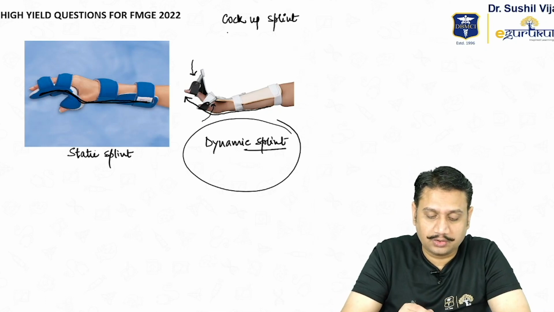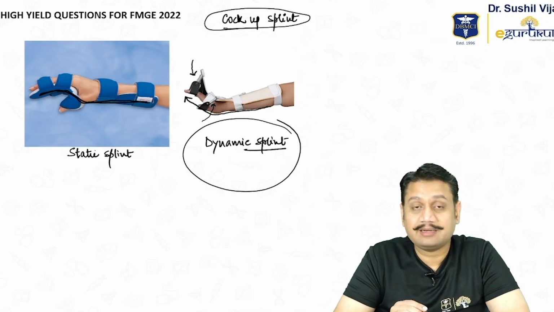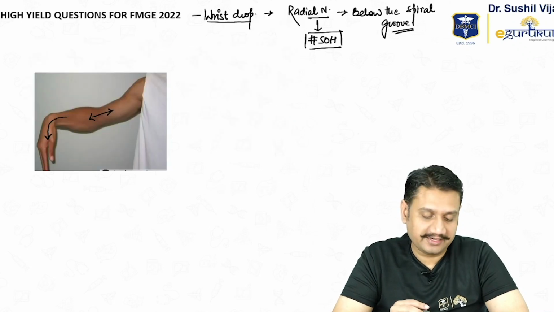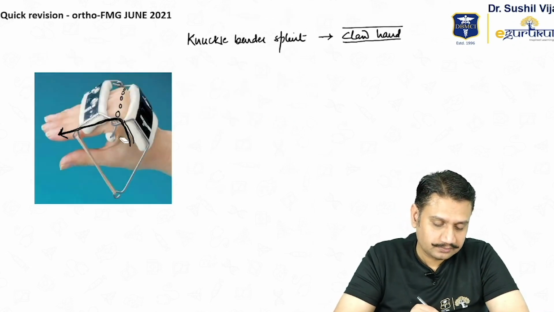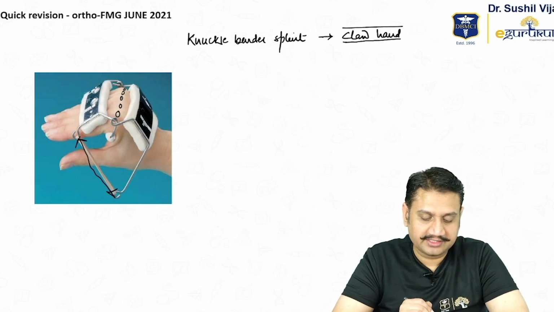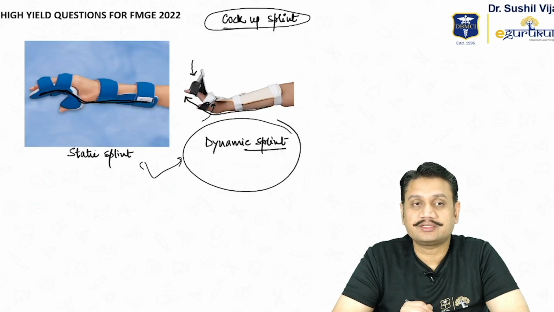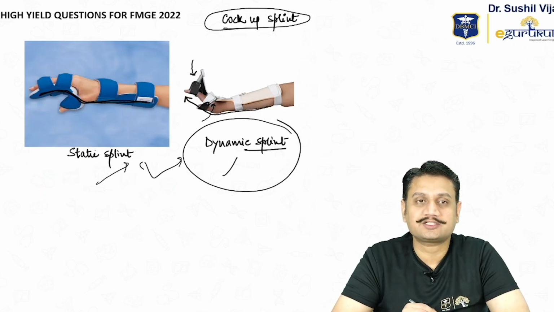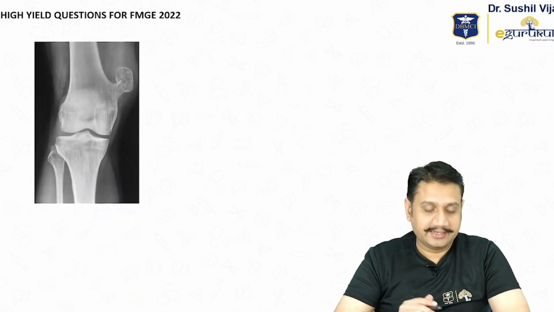So cock up splint or static splint, dynamic cock up splint, it can be any, right? Whenever in any splint the spring is applied, for example, if you observe this one, here also a rubber band has been applied like this, keeping these two together. This one is a dynamic one. One which doesn't move, or where no mobilization is allowed, is a static splint. Okay. Next, what do we have?